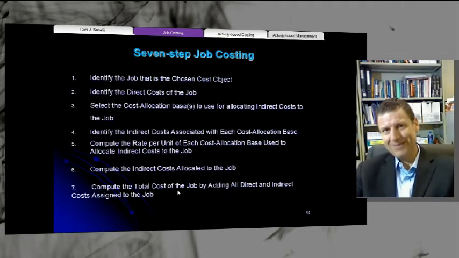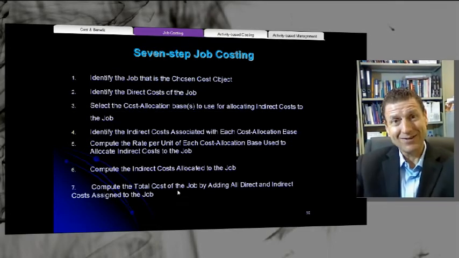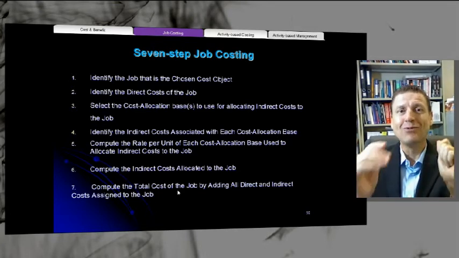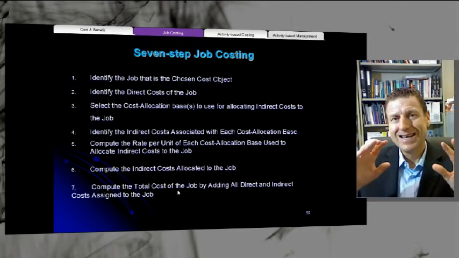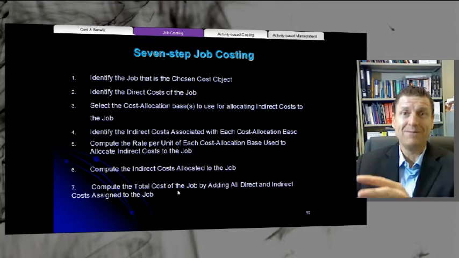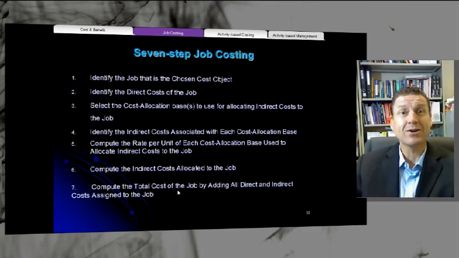So we have a 7-step job costing. Here are the 7 steps. If you really want to go through this, you can, but number 1, identify the job that is the chosen cost object. All right, so we're making an iPhone. Okay, that's a job. Identify the direct costs of the job.